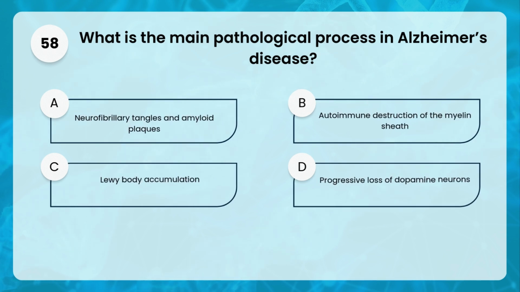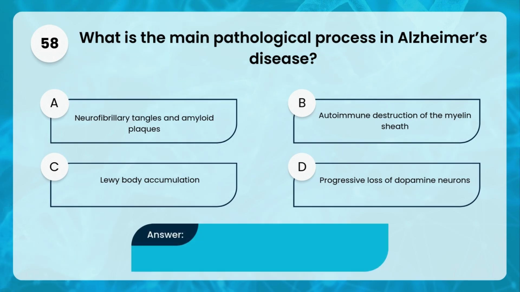Number 58. What is the main pathological process in Alzheimer's disease? A. Neurofibrillary tangles and amyloid plaques. B. Autoimmune destruction of the myelin sheath. C. Lewy body accumulation. Or D. Progressive loss of dopamine neurons. The answer is A. Neurofibrillary tangles and amyloid plaques.